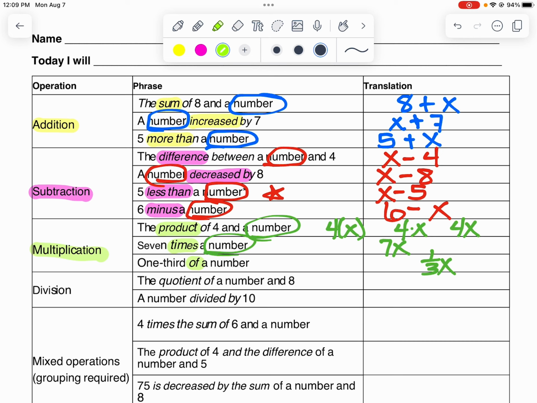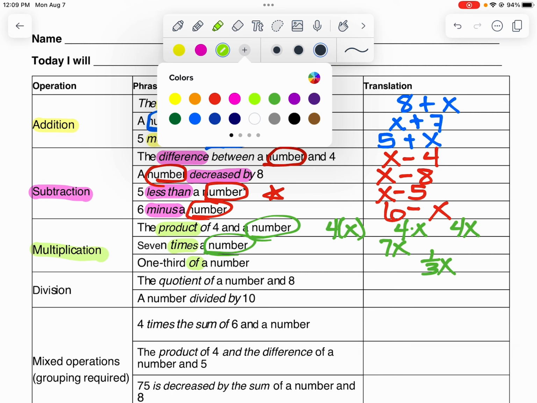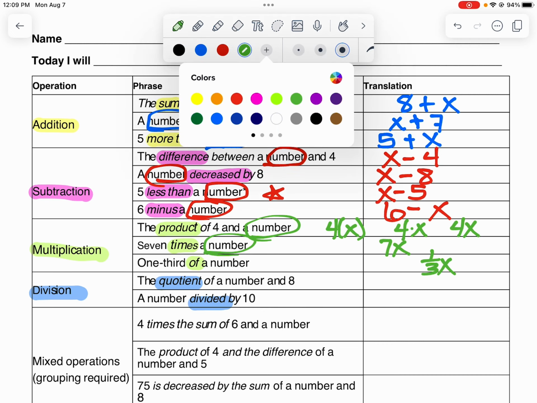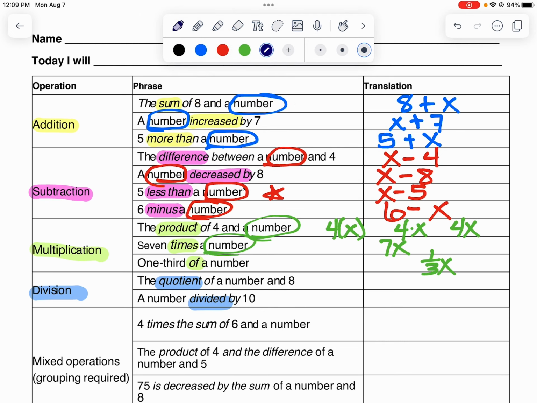Okay, then the last operation we have is division. And so for division, we have quotient and divided by. So let's go to a quotient of a number. There's our unknown, x, and 8. So x divided by 8. That's a slash. You can also write it x over 8. I'm kind of running out of room. A number divided by 10. Here's our unknown. So x divided by 10.